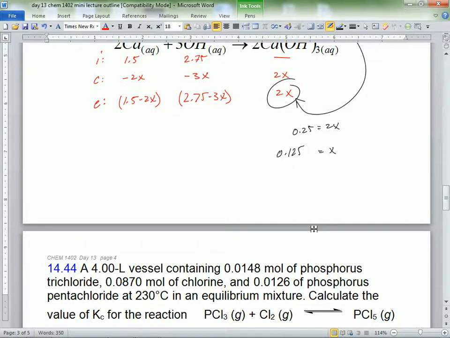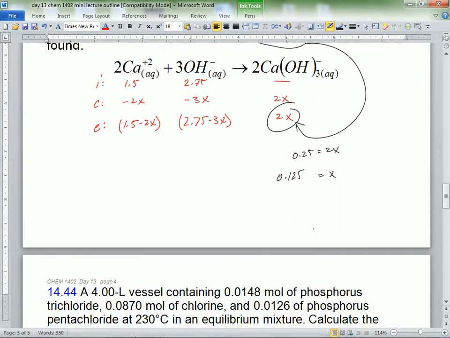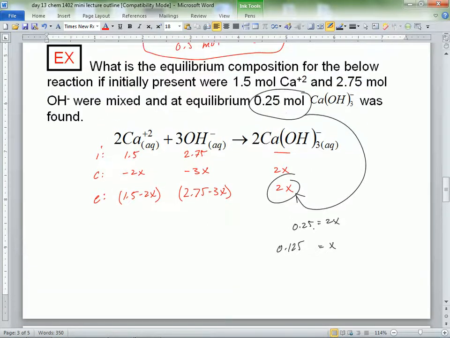If you get this one, go on and try 14.44. It has a twist in it. I mean, I help you, but you're a little strong.